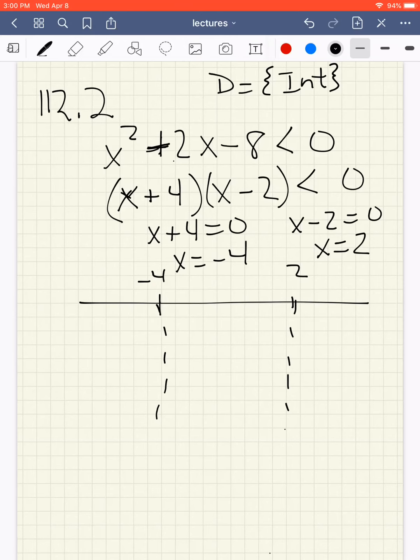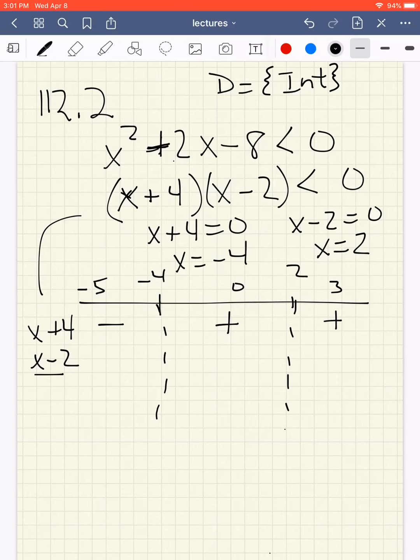Okay, so a number out here might be -5, here 0, here 3. And put the factors over here. So x plus 4 and x minus 2. So -5 plus 4 would be a -1. 0 plus 4 would be a +4. 3 plus 4 would be a +7. Okay, now go down to this one. -5 minus 2 would be a -7. 0 minus 2 would be a -2. 3 minus 2 would be a +1. Alright, so multiply these.